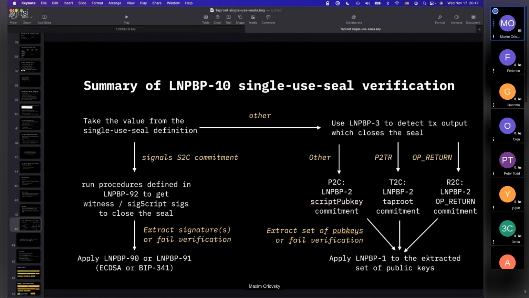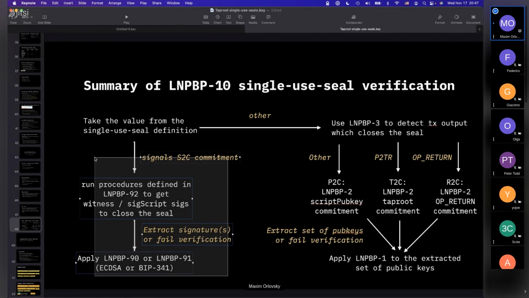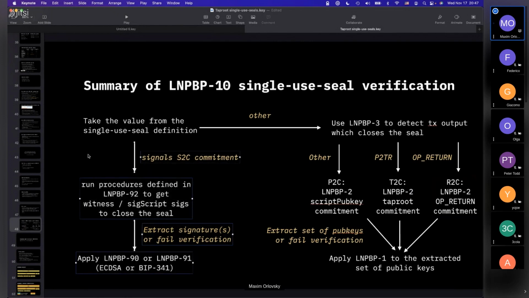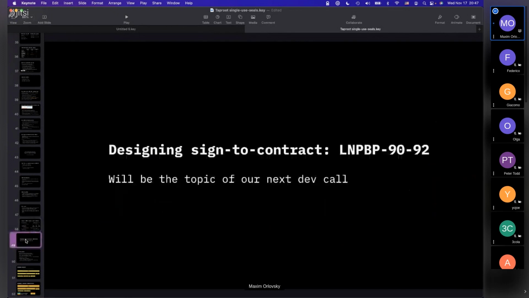So basically this part, the right part of the scheme, is already covered by existing standards and part of the RGB implementation. The only thing that we do not have is a sign-to-contract implementation for this part of the route. So we need to add a choice of the commitment scheme in the single-seal definition and create a sign-to-contract story. The sign-to-contract will probably be the topic of our next dev call, because we just don't have time today.